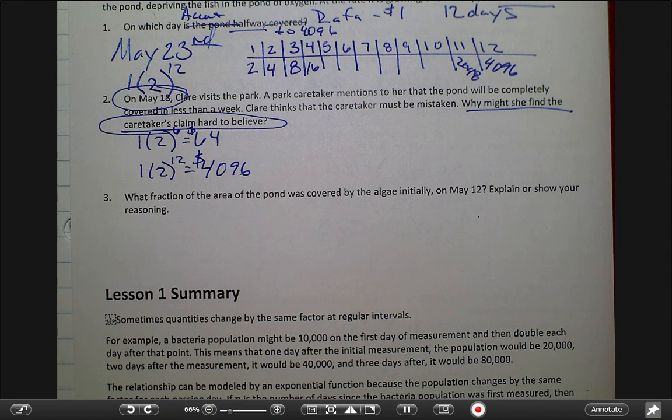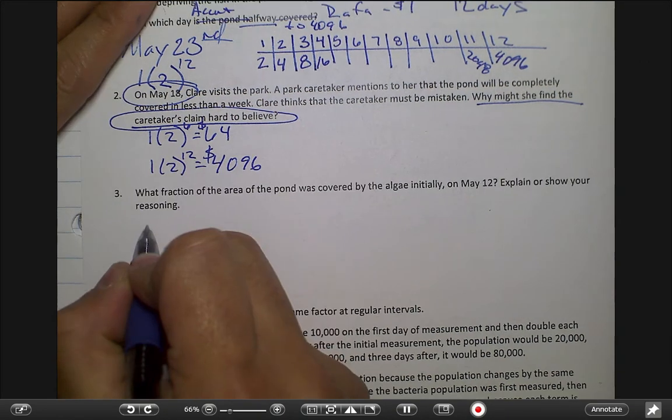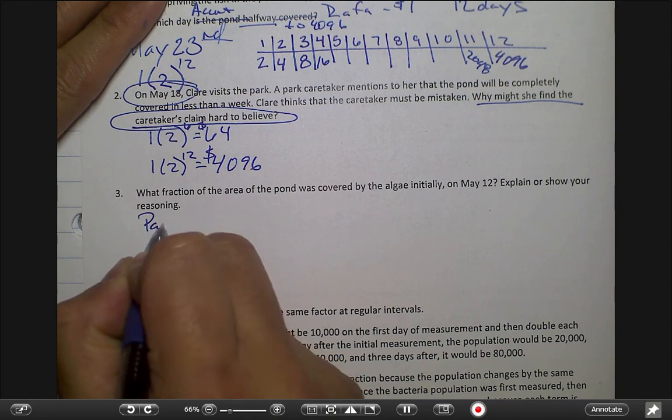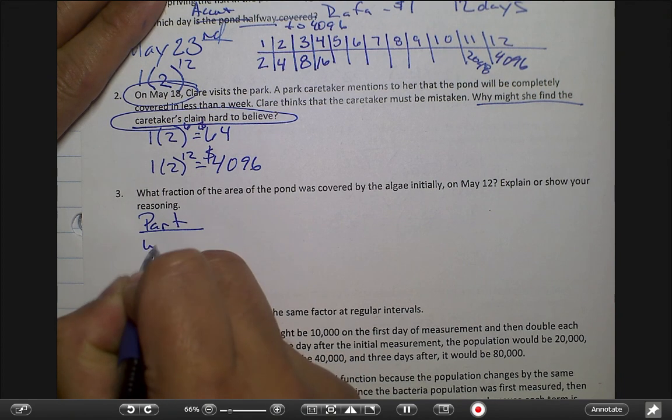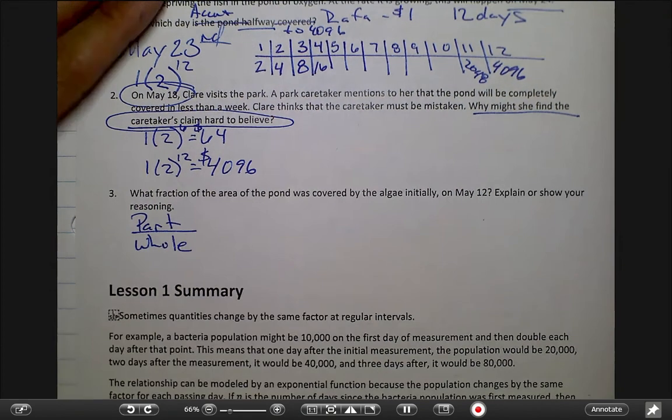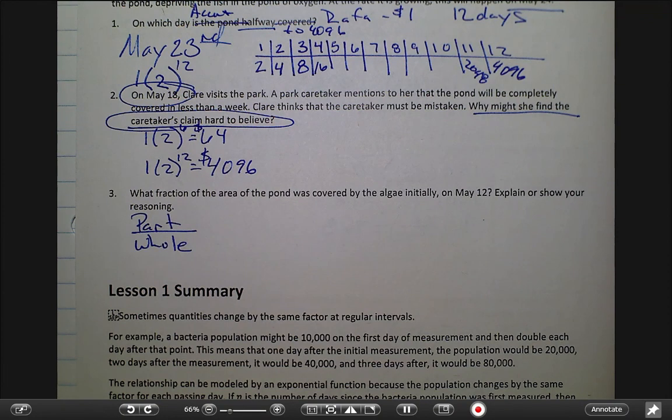So what's important to know about that slice of pizza? How much pizza you got? So it's always going to be written as part over whole. It's always as a fraction, as part over whole.